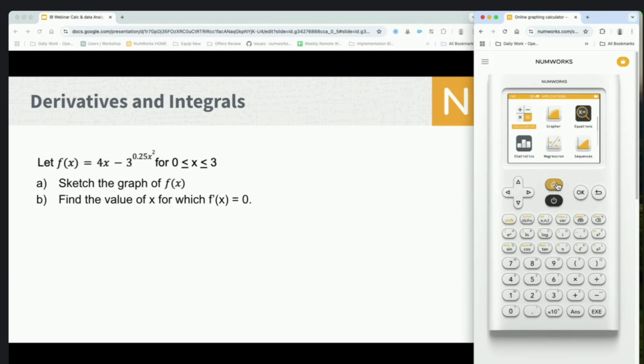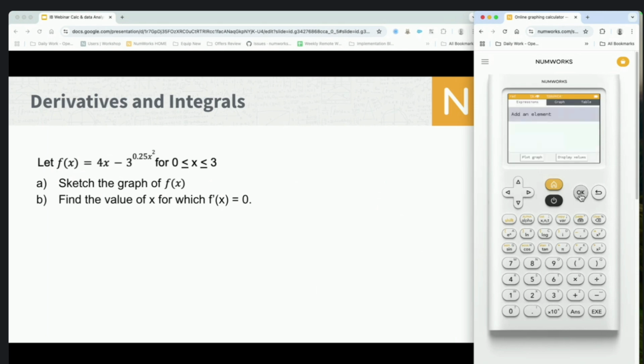So let f of x equal 4x minus 3 to the 0.25x squared for 0 is less than or equal to x is less than or equal to 3. Sketching a graph, and Gerald and I were talking about this before we started. I always talk with my students about there being sort of 3 levels of graphing. There was draw, there was sketch, and there was graph. And we talked about the meaning of the word sketch. Not a whole ton of details, but you can tell what it's going to be.